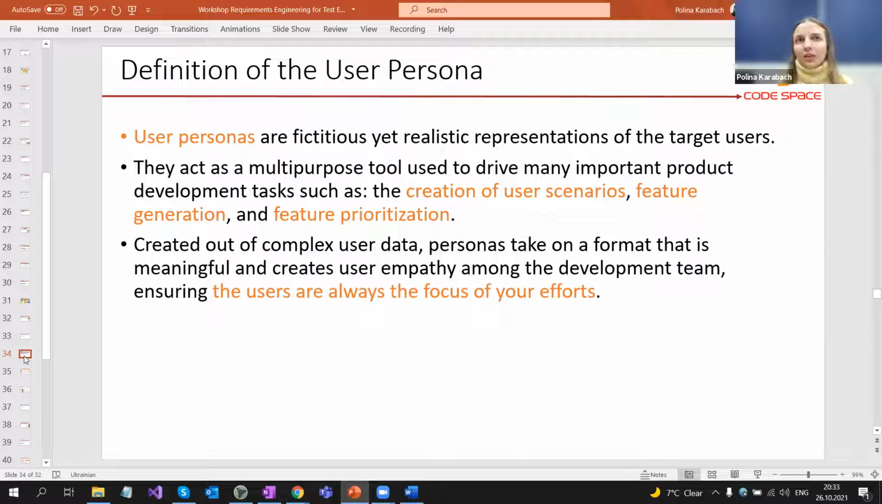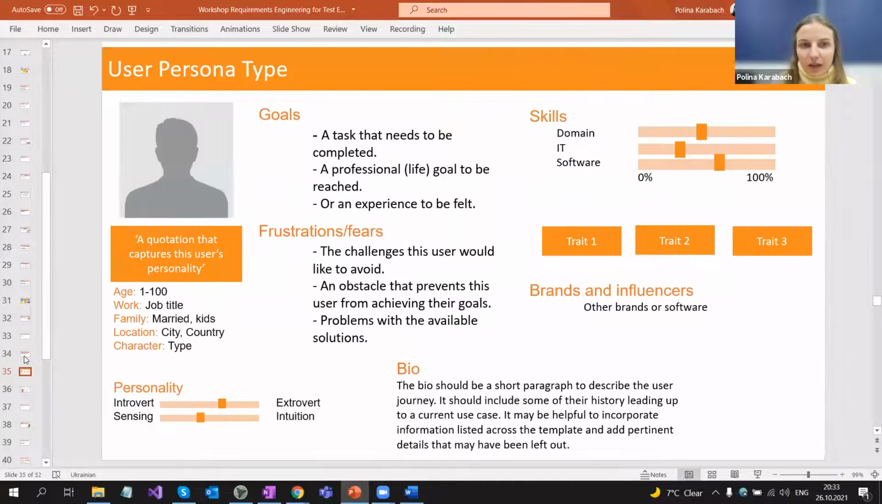We can then use them when we're describing the user scenarios, when we are describing the features, and when we are prioritizing them. For instance, if we have features for different groups of users, we can then see which ones are higher in priority. And this is the template; you can also find plenty of other interesting templates on the internet. This is one of them, which contains the following parts.